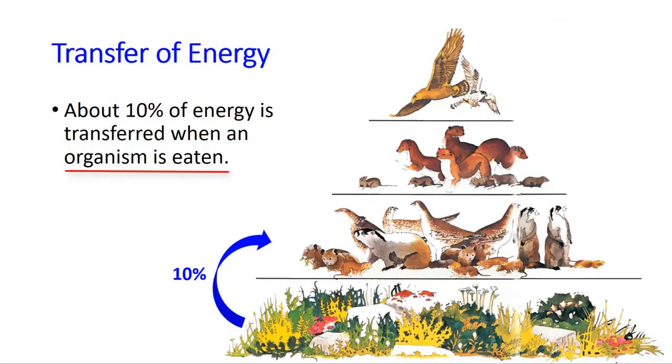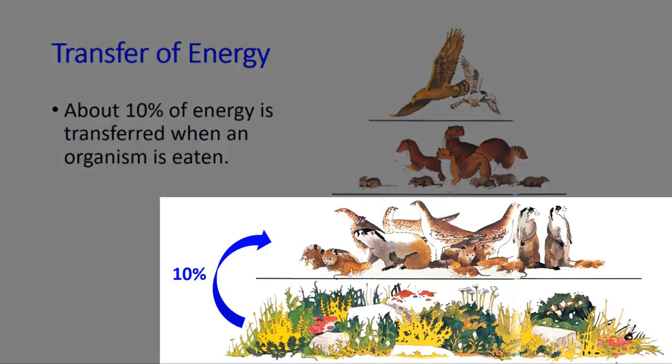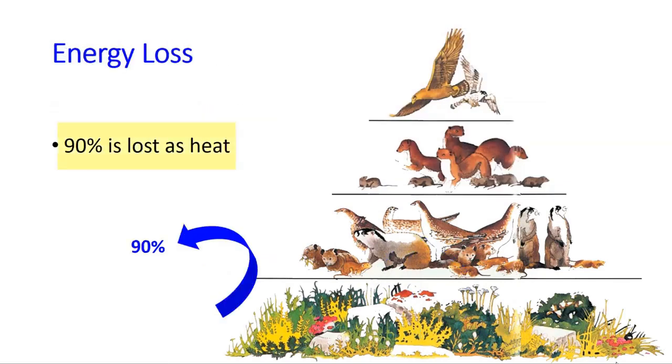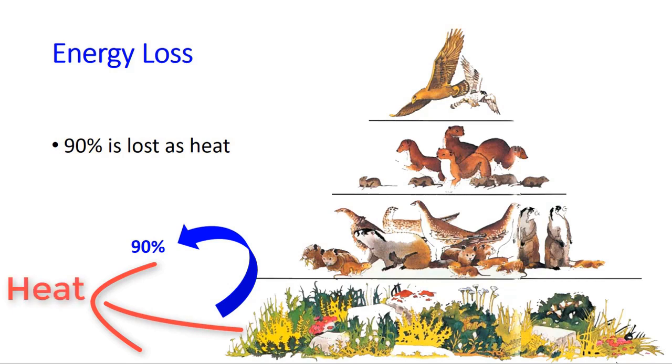Every time something is eaten, about 10% of the energy that was in the food is actually transferred. All right, only 10%. 90% of that energy is actually lost, and it's lost as heat. So it doesn't disappear, it's lost as heat. It's not used.